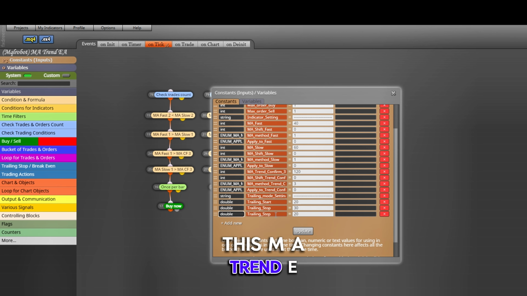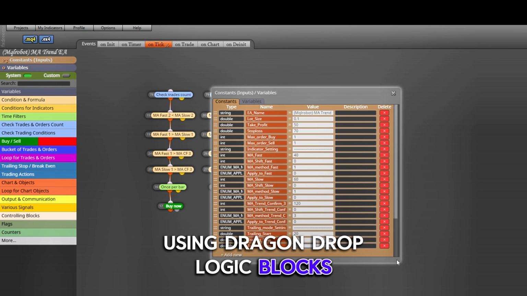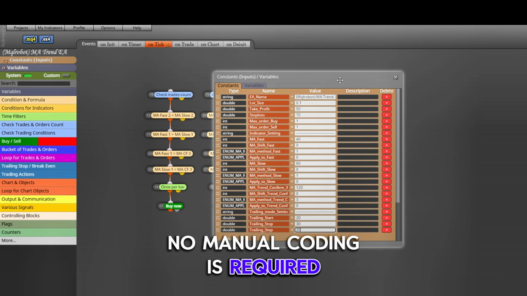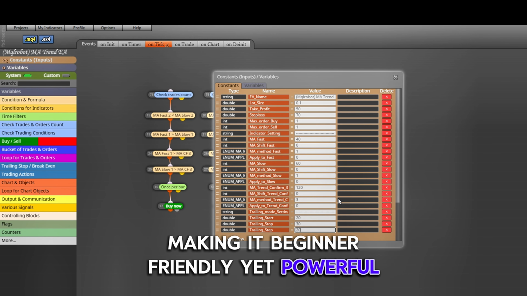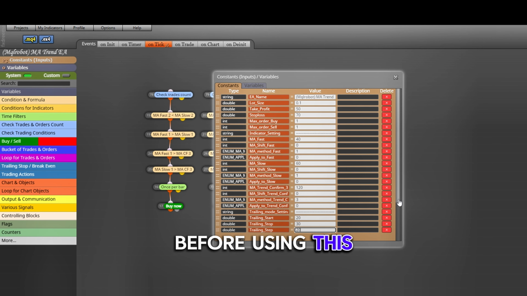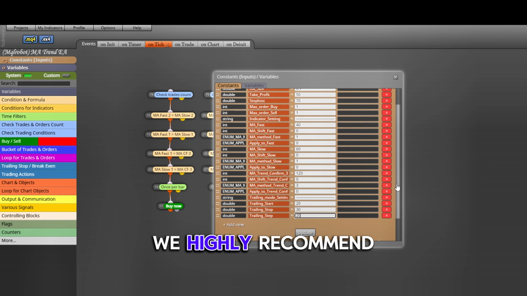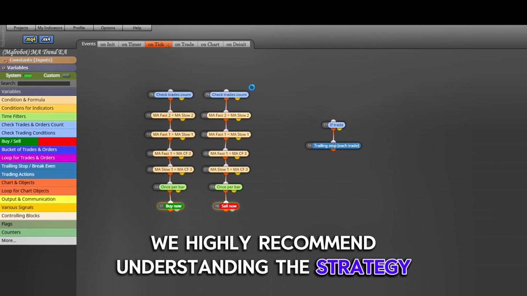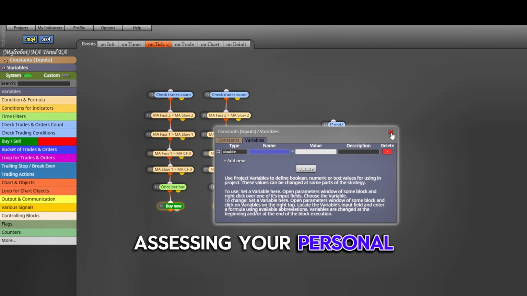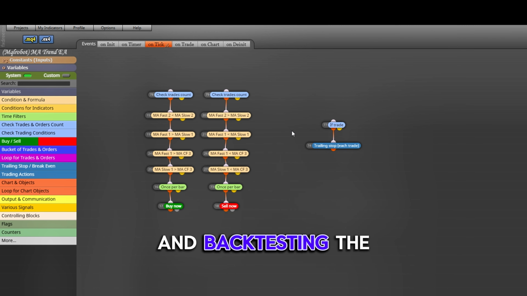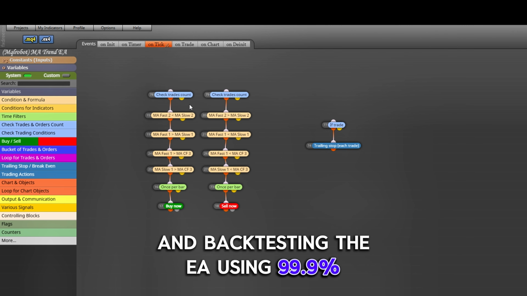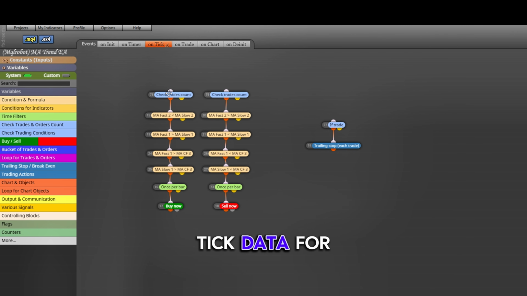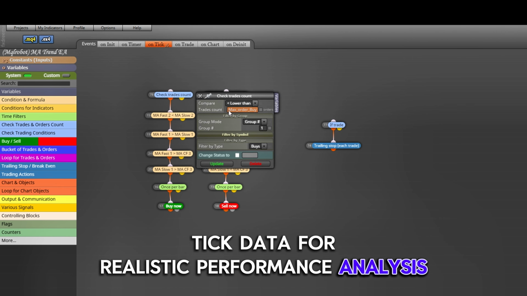This MA Trend EA was built entirely in FXdreema using drag-and-drop logic blocks. No manual coding is required, making it beginner-friendly yet powerful. Before using this EA on a live account, we highly recommend understanding the strategy logic, assessing your personal risk tolerance, and backtesting the EA using 99.9% tick data for realistic performance analysis.